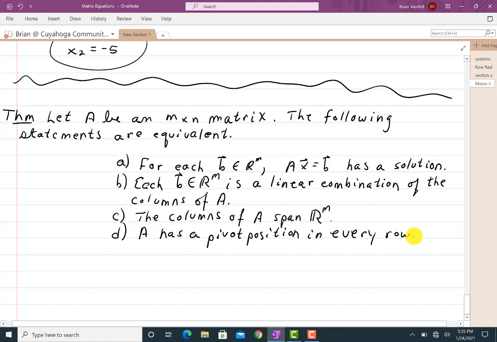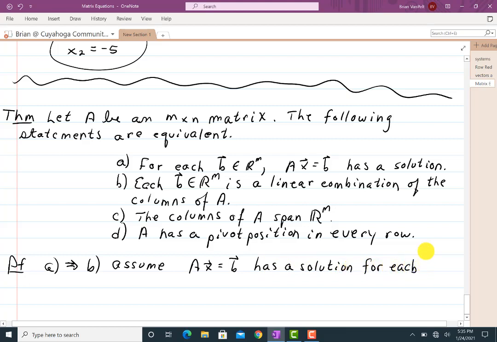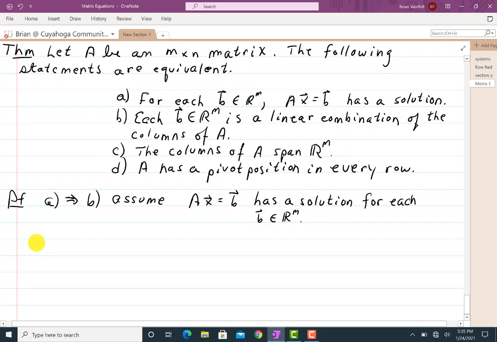So let me show you the basic idea on how you prove such a thing. The proof looks like this. I make the assumption that A is true, and from that I am going to imply that B is also true. I'll explain more of the overall logic when I'm done. So we're going to assume Ax equals b has a solution for each vector b in Rm. That's the assumption we make. Now we're going to use that to prove part B. So we start with Ax equals b has a solution.